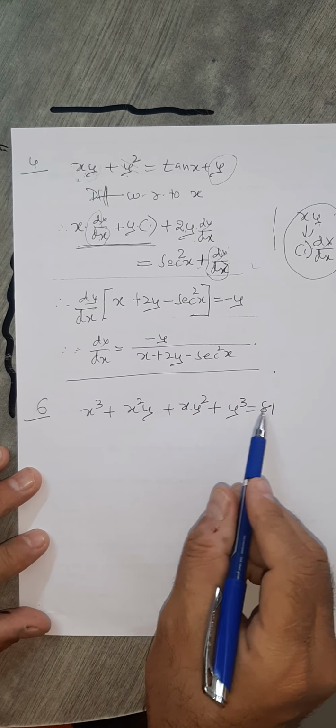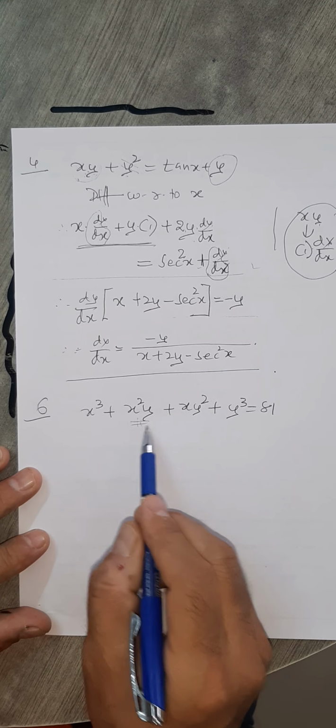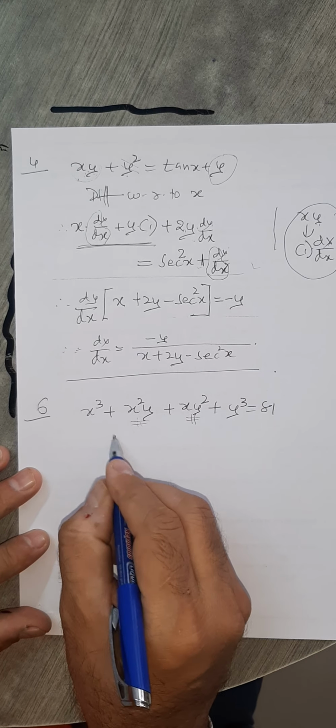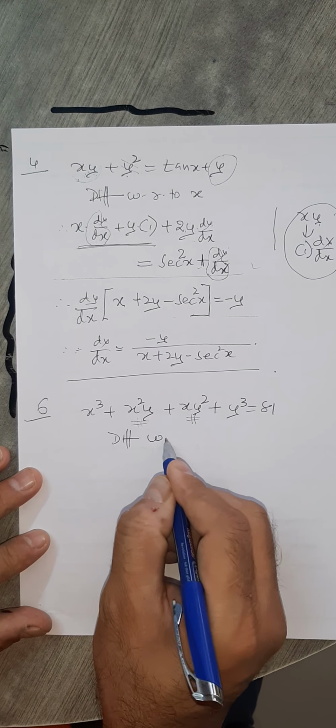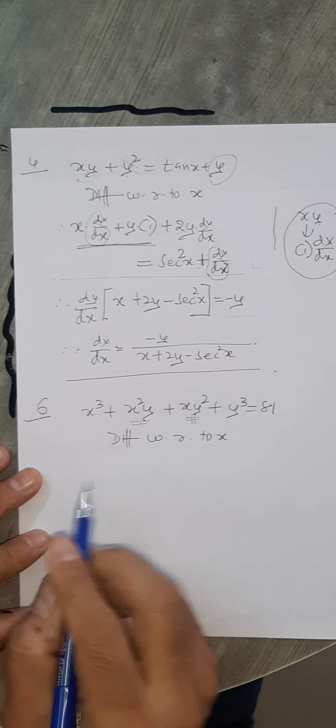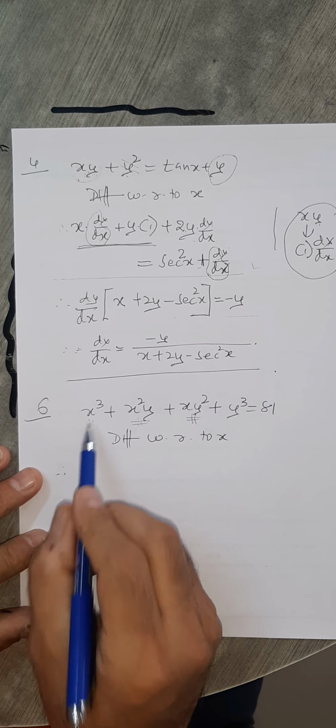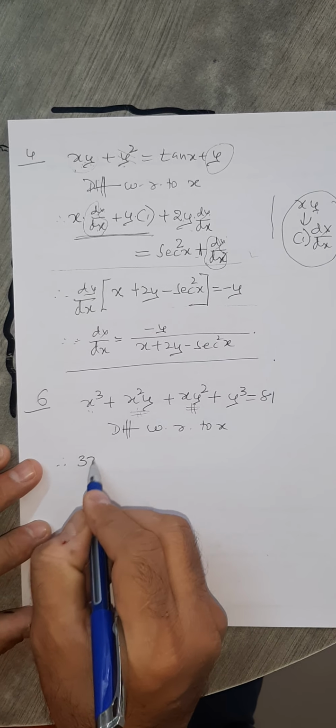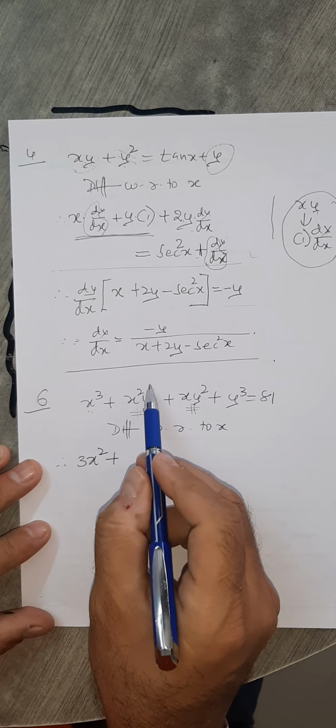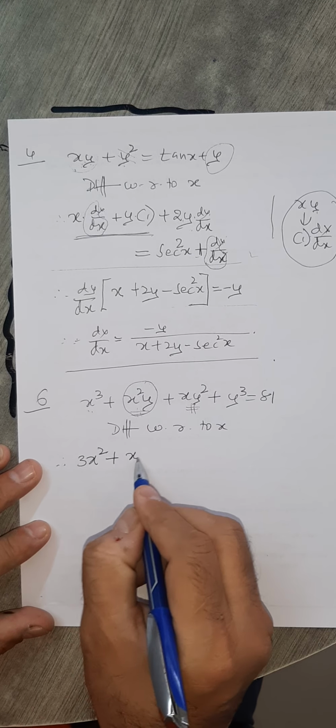1, 2, 3, 4, 5 terms. Here is your product, remember. So differentiation, differentiating with respect to x. Come to the first one. What's the derivative of x cube? 3x square. Here product rule. x square as it is.